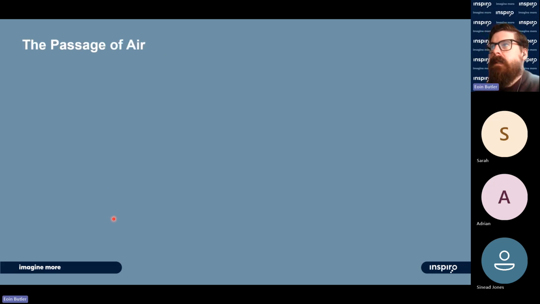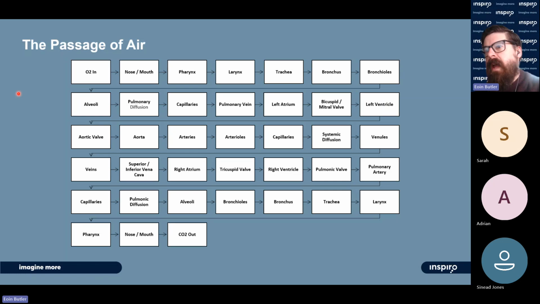Right. What we've got next is the passage of air. So how air flows around the body. Right, I'm going to read this and then we'll have a chat about it. So first of all, oxygen comes in through the nose and mouth, past the pharynx, past the larynx, down the trachea, a windpipe, which branches into two bronchus, left and right. Into the lungs, down the bronchioles, and down to our alveoli, where pulmonary diffusion takes place.